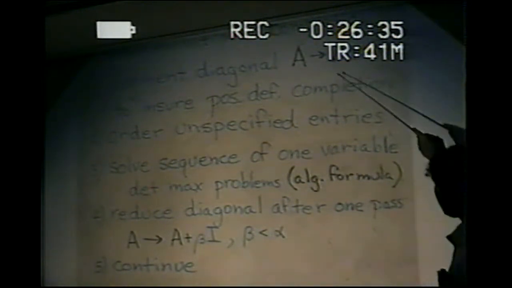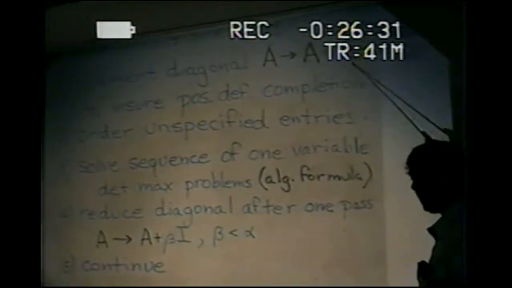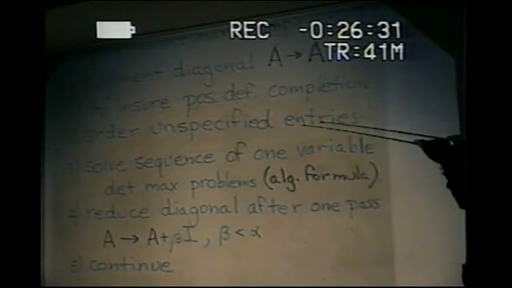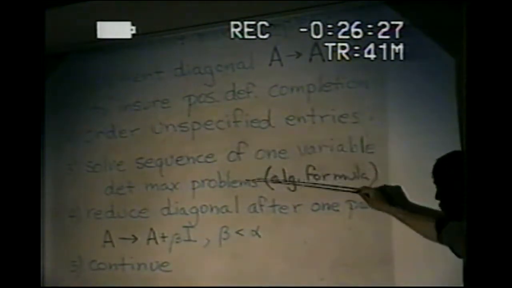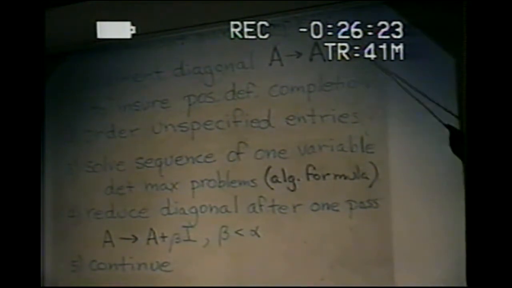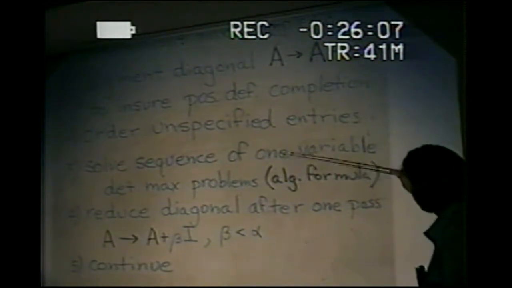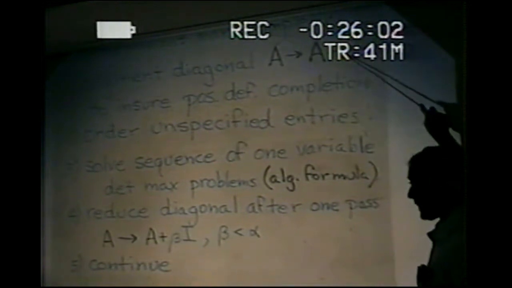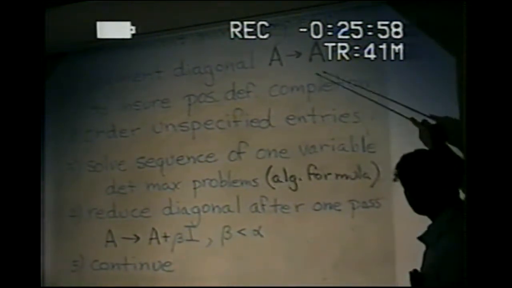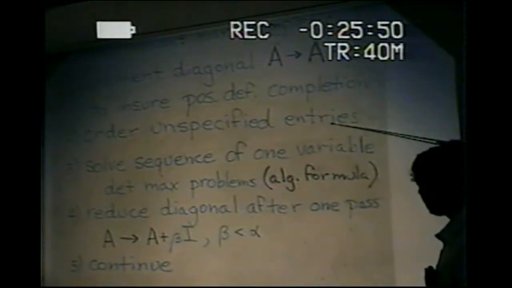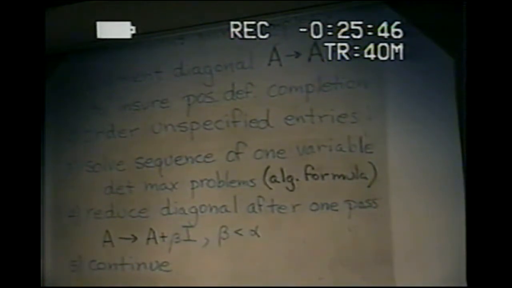And now what I do is the following. I take the completion that I knew I had here and free up one of the formerly unspecified entries, the first one in this order. For that new problem, in which I have just one unspecified entry and all the other entries corresponding to a completion of this, I solve a one variable determinant maximization problem. That's quite easy. We have nice formulas that tell you how to solve that problem. Once I've done that, I go to the next entry in my order. I keep the entry that I've calculated, make a new entry unspecified, solve a one variable problem, put that solution in, go to the next entry, solve the one variable problem, and so forth.